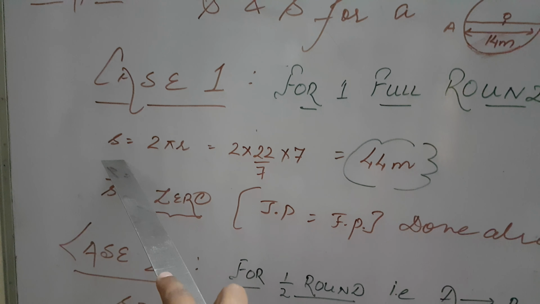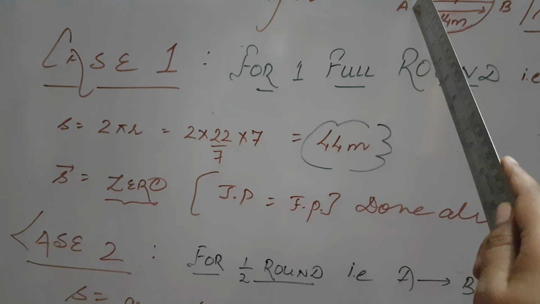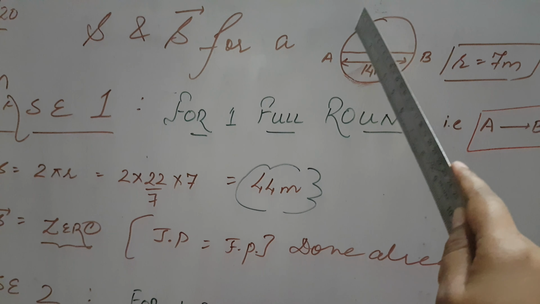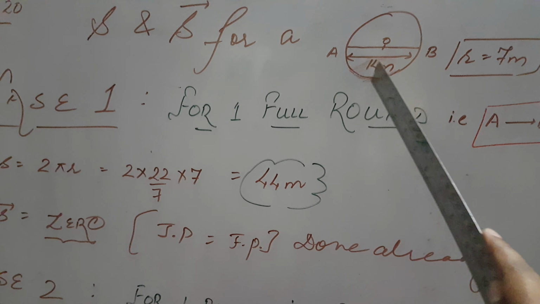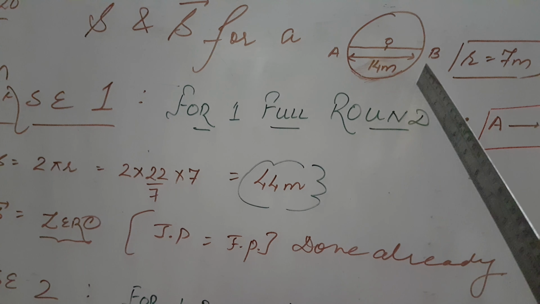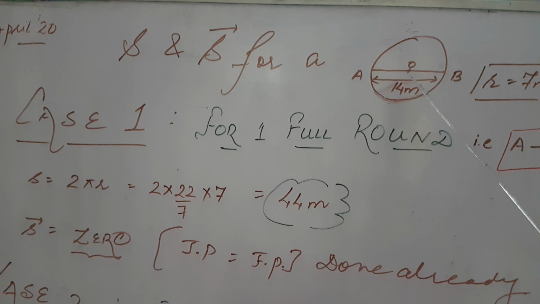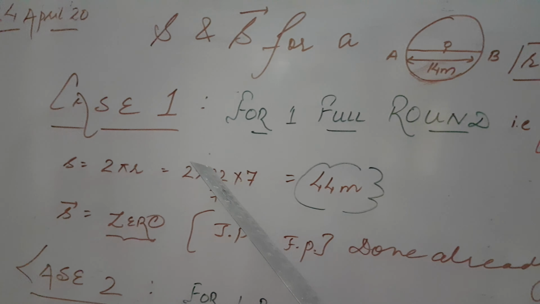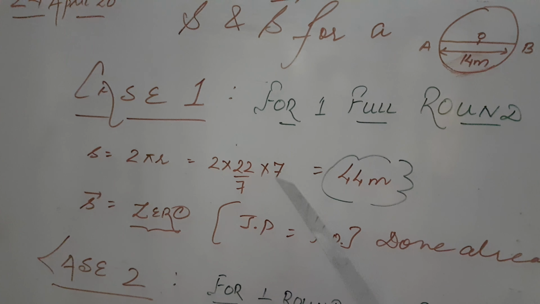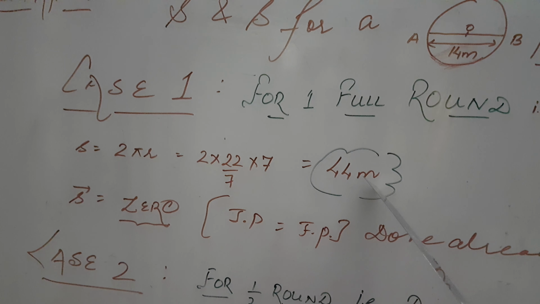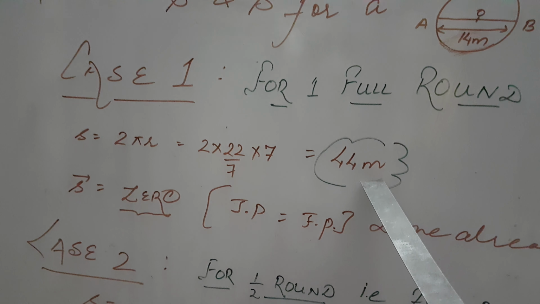So let us start. For the first case, when distance is to be calculated, as we are moving along the boundary of the circle, distance will be equal to the circumference or perimeter of the geometrical figure. Obviously the circumference of a circle is 2 pi r, that you all know. So we have inserted all the values and we have got this value for distance.